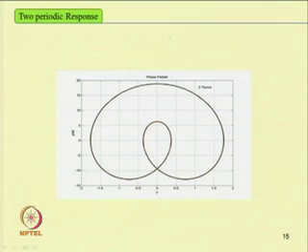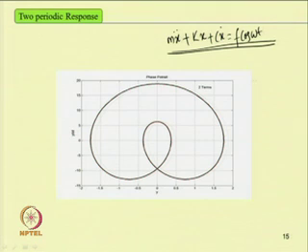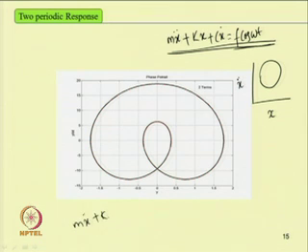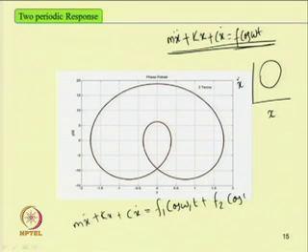For example, in the case of the spring mass system m x double dot plus c x dot plus k x equal to f cos omega t, we have a periodic response. If we plot the phase portrait of the response, that is x versus x dot, then we have a closed curve for this periodic response. Now, instead of taking f cos omega t, let us take two frequencies: m x double dot plus c x dot plus k x equal to f 1 cos omega 1 t plus f 2 cos omega 2 t.